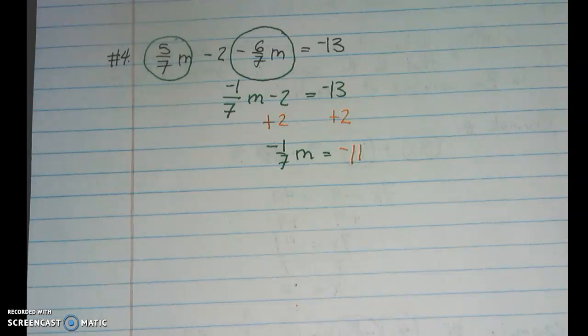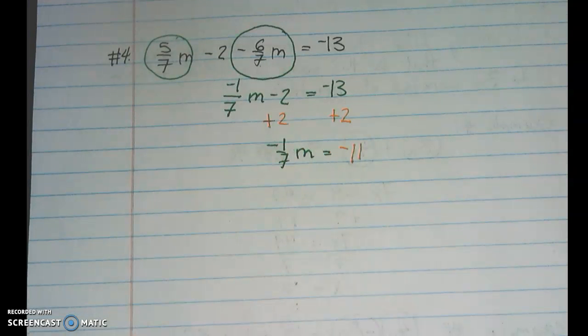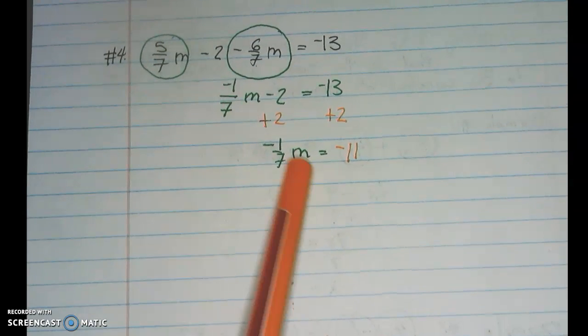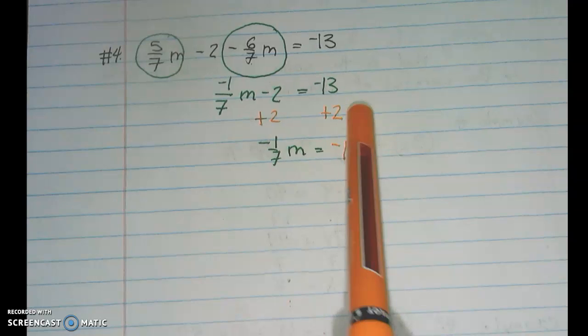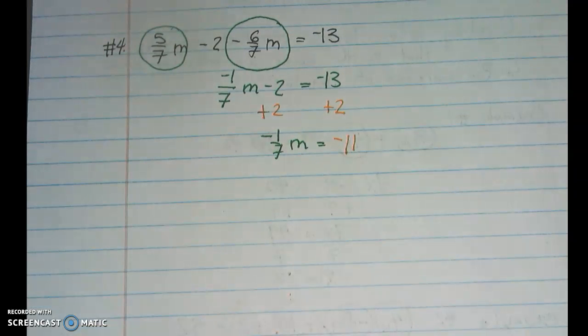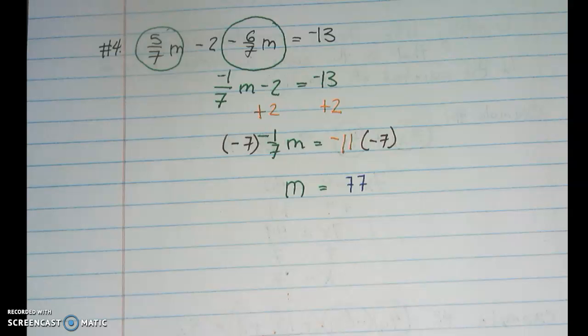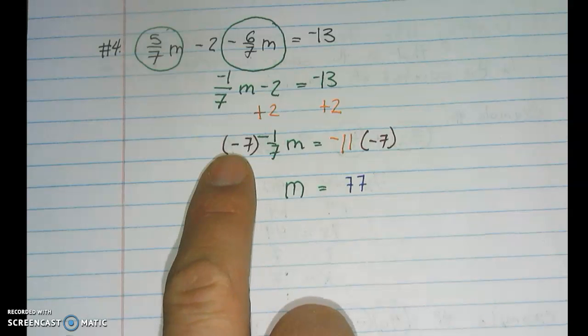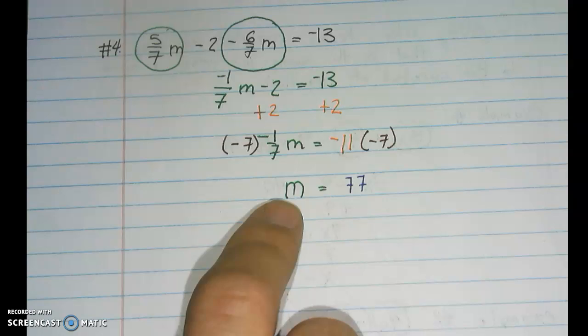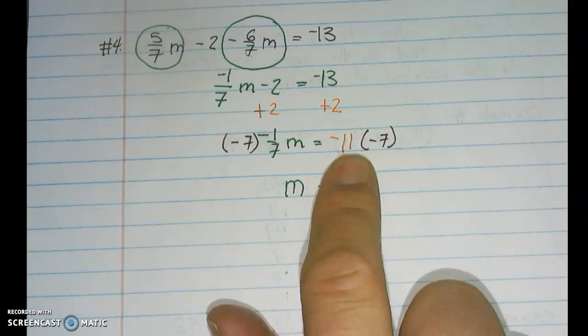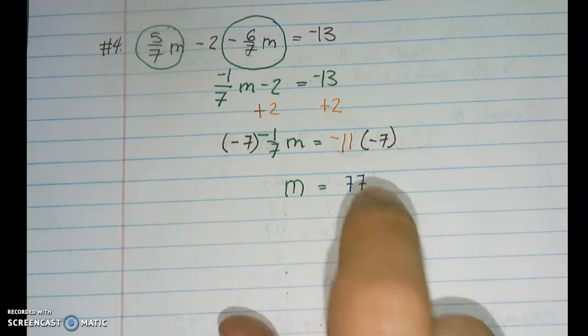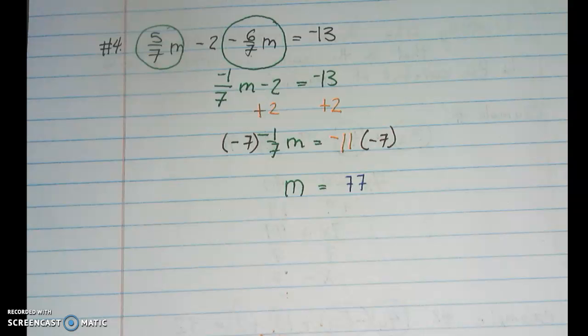Our next step is we're going to discuss what we should do next. Okay, so we decided that we're going to add 2, which was correct. And so then we've got negative 1/7 m. We just brought that down. Negative 13 plus 2 gives us negative 11. What we're going to do next? So we decided we're going to multiply by negative 7 to both sides. So we're just left with m. Negative 11 times a negative 7 is a positive 77.